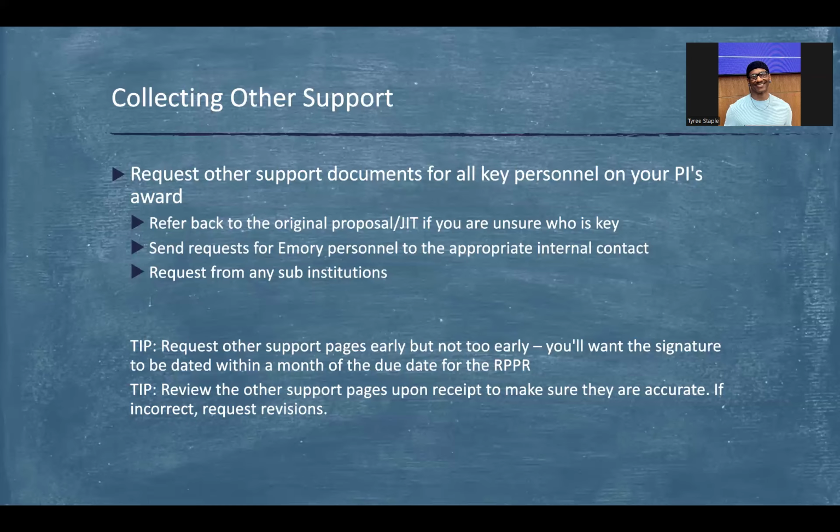And then I recommend that you review other support pages upon receipt to make sure they're accurate. Right now, our procedure with Science CV is that we send the PIs a Word version of their other support page, and then they're responsible for taking that Word version and putting it into Science CV and then certifying and downloading the form. For various reasons, we make mistakes, they make mistakes, there might be errors on the other support page when they send it back to you.